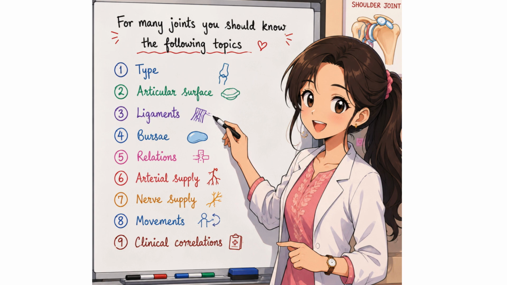For any joints, you should know the following topics. The topics are type of the joint, articular surface, ligaments, bursa, relations, arterial supply, nerve supply, movements, and clinical correlations.